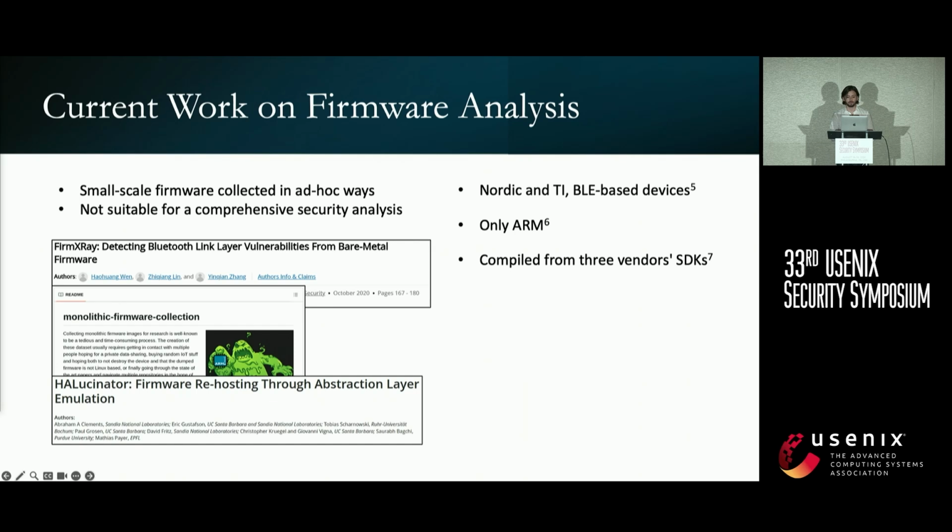Hallucinator collects firmware from 3 vendors by compiling examples from their SDKs. So these datasets consist of a small number of firmware images that overrepresent certain sectors of the IoT ecosystem, are collected using methods that are difficult to scale or generalize, or collect firmware that do not necessarily represent real-world devices.